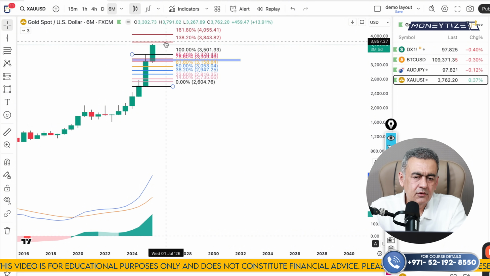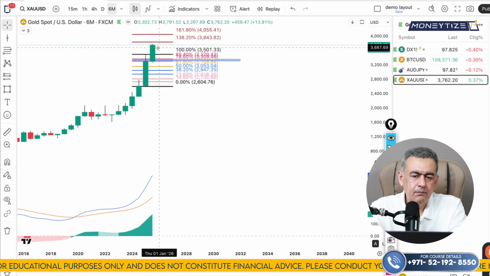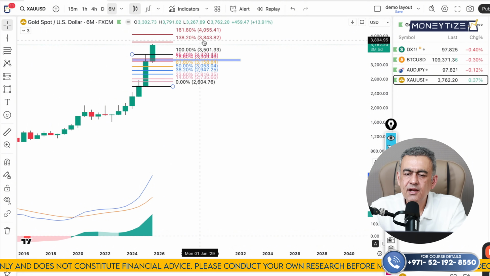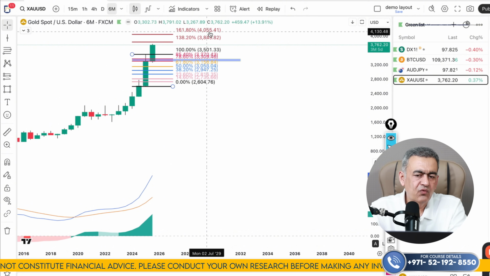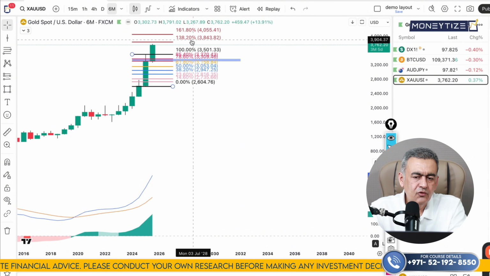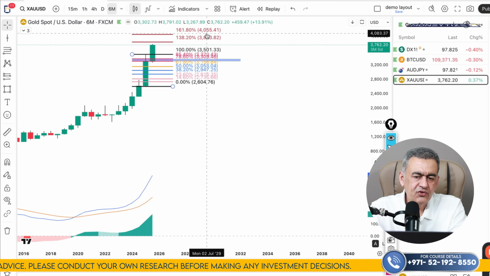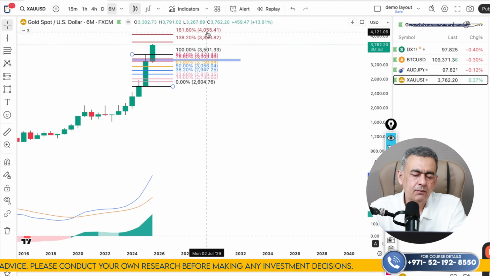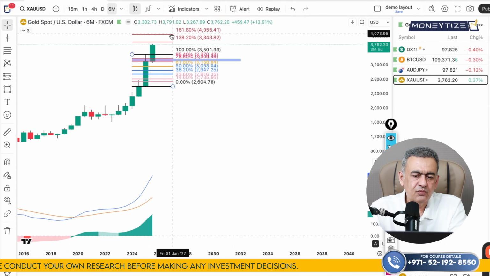And the next target, which should be completed by the ongoing 6 monthly candle, is 3843 to 4055. We are very close to 3843, but 4055 most likely should be done by end of December or maybe prior to that. So in the coming 6 months.